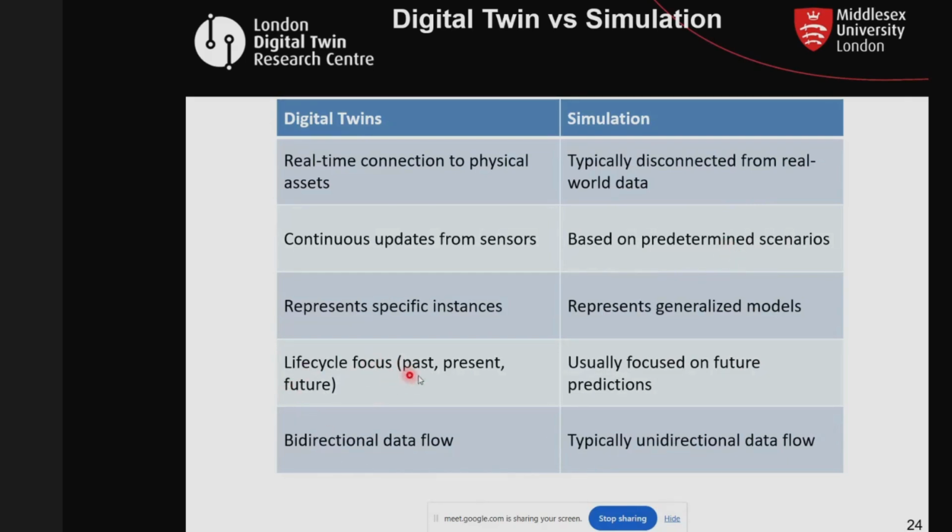Life cycle focus, past, present, and future. So historical data, current sensor data, future simulated information. But that simulated information is based upon the past and the present, not just predetermined scenarios. Okay. So there is a huge difference between digital twinning versus simulation. Simulation now can be part of what we define as co-simulation, as part of something which is embedded within digital twins to replicate and to come up with predictive scenarios as opposed to predetermined scenarios.